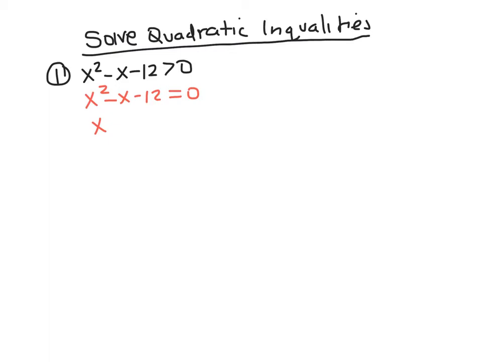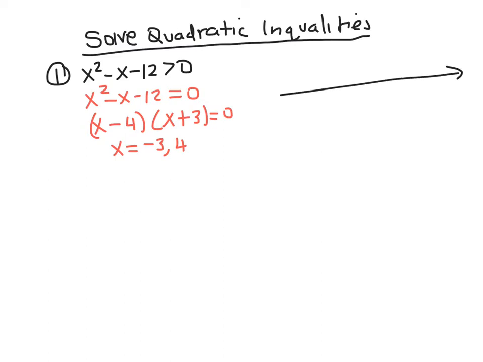Then we are going to solve it. This one we can do by factoring. So we do (x minus 4)(x plus 3) equals 0. So we get x equals negative 3 and 4. Once we get that, we just need to make a number line. Let's make a number line, and put negative 3 and 4 on it. Then I'm going to divide this into three regions, A, B, C.